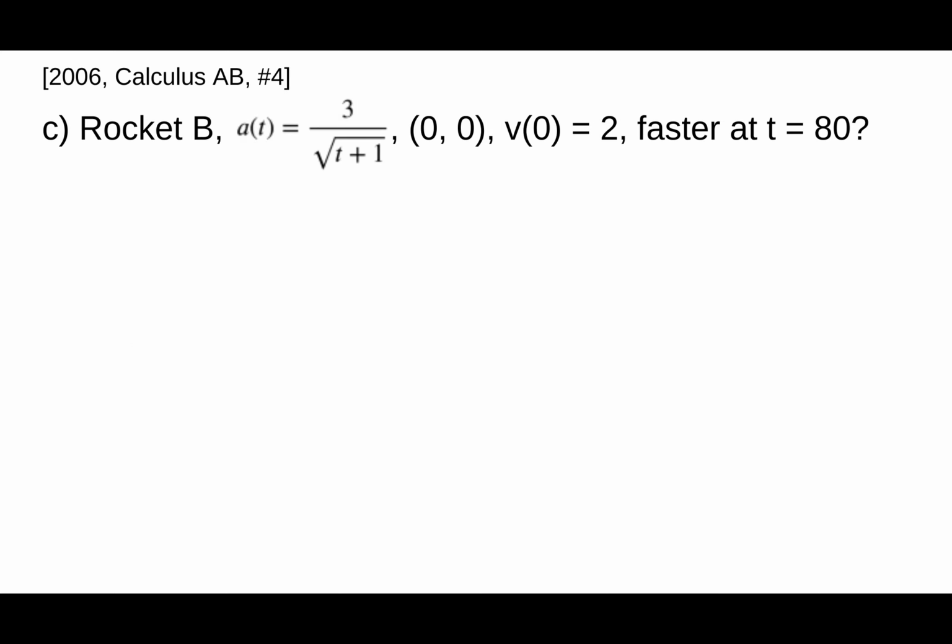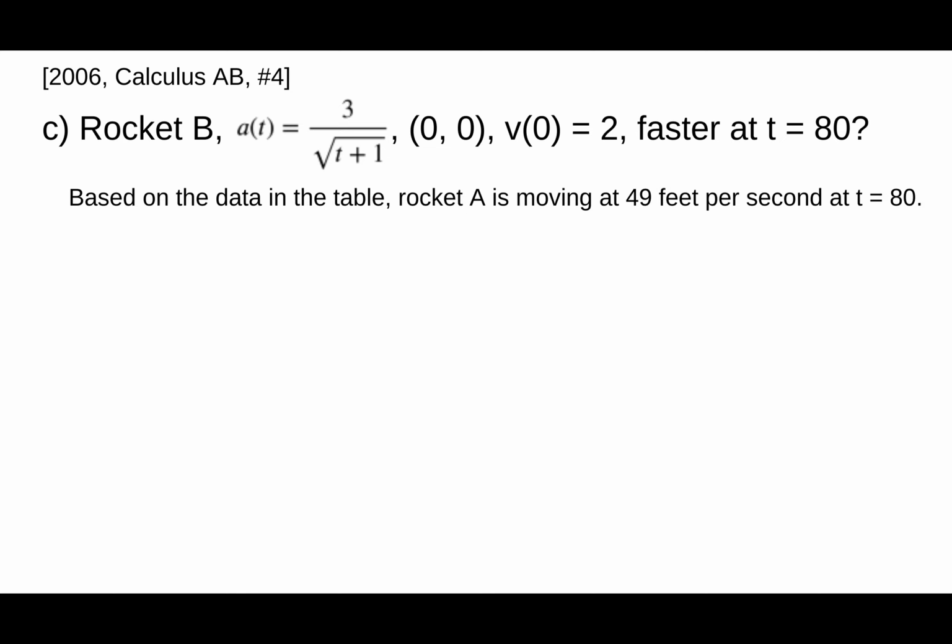In part C of the question, we are introduced to rocket B. Rocket B has an acceleration function of 3 over the square root of t plus 1. We are given that the velocity of rocket B at t equals 0 is 2 feet per second, and then we are asked to determine which of the two rockets, rocket A or rocket B, is moving faster at t equals 80 seconds.